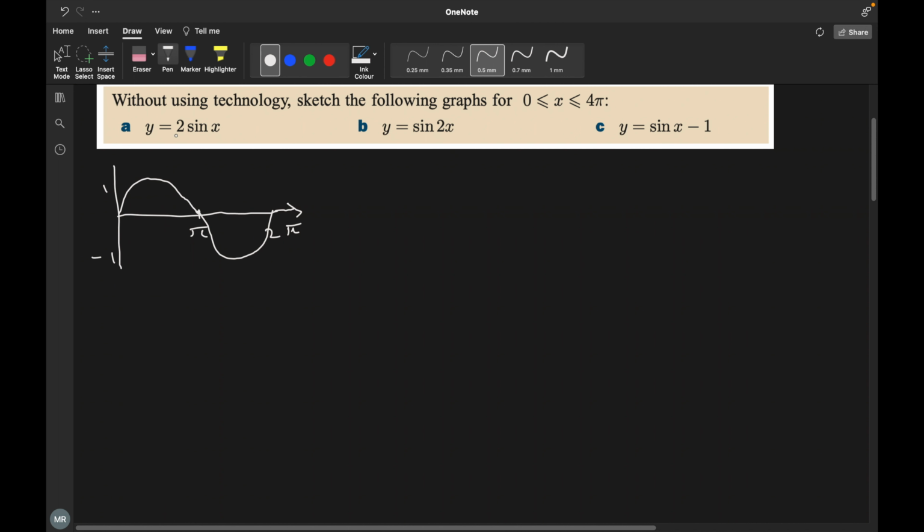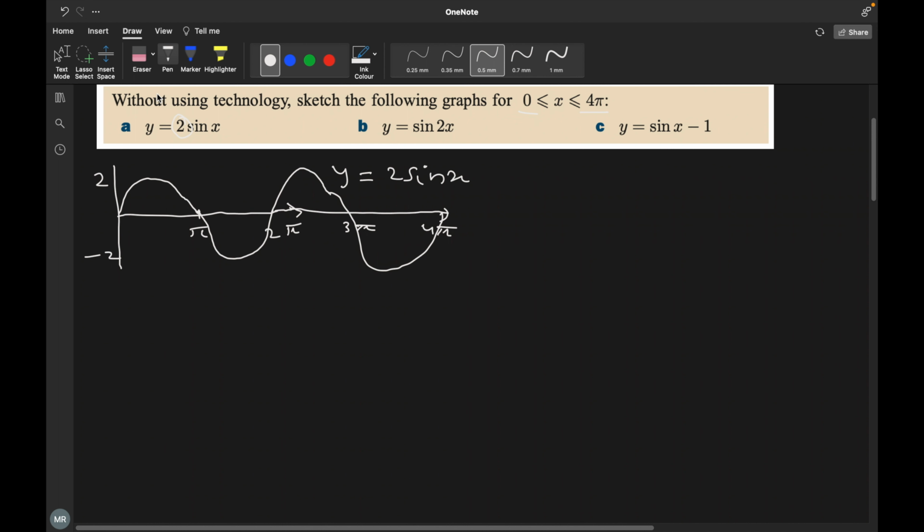And now we have 2 sin x. So we know that this is the amplitude. Hence, this would be 2, -2. And now they want between 0 and 4 pi. So therefore, we have to extend this. This would be 3 pi, 4 pi. And the cycle would repeat. This is how it looks like. This is y = 2 sin x.